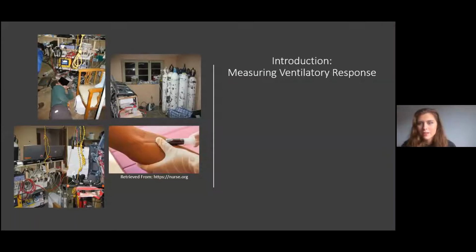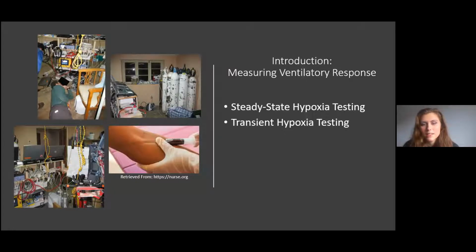Okay, there we go. So currently, to investigate the ventilatory response to high altitude requires either steady state or transient hypoxia testing or invasive blood gas measures. In the field, these techniques have many caveats, including the consideration for safety, portability, and consistency.